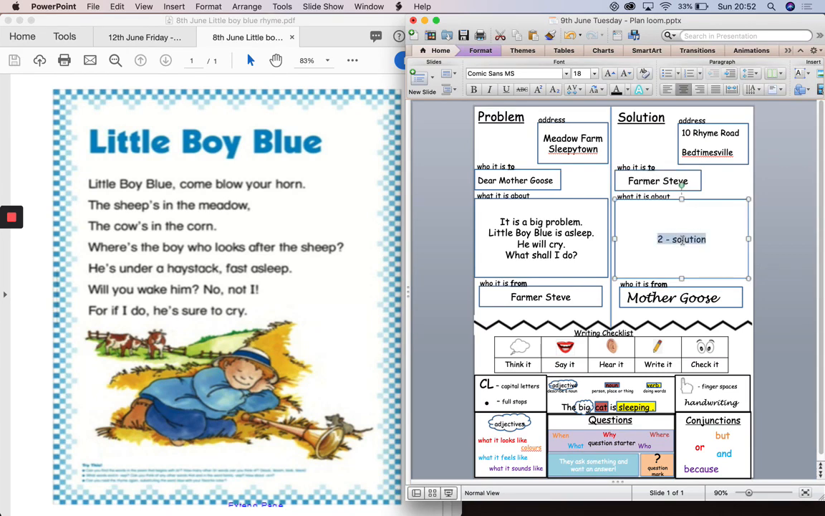What's the solution then to this problem? Now, if you think back to when we were in school, I'm going to use that to help me. We decided that if Farmer Steve blew Little Boy Blue's horn very gently, it might wake him up without startling him and making him cry. So I'm going to write that just in a few brief sentences to give me an idea when I'm doing my writing. So, blow his horn gently.